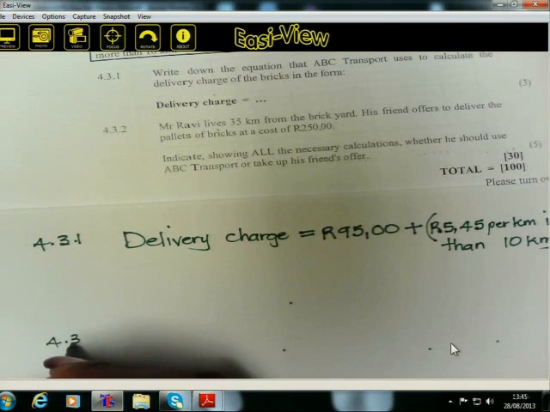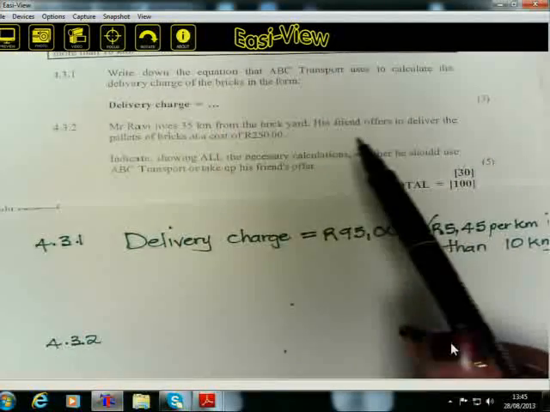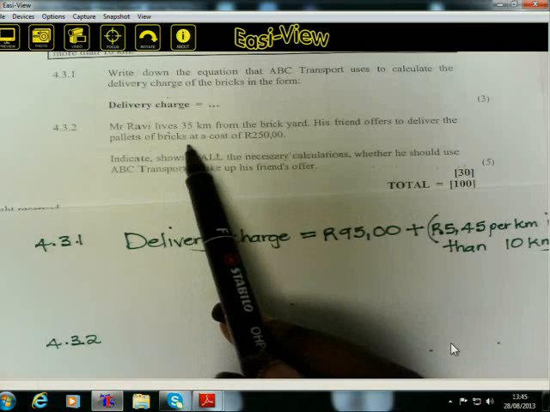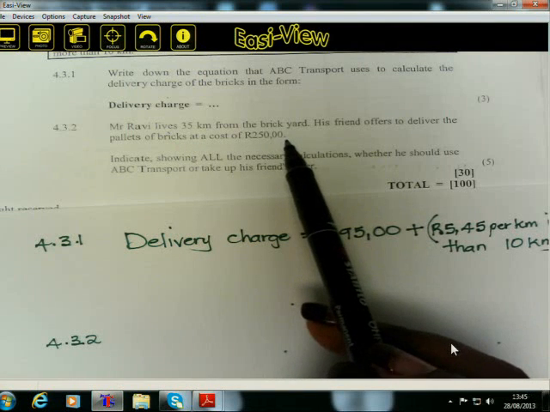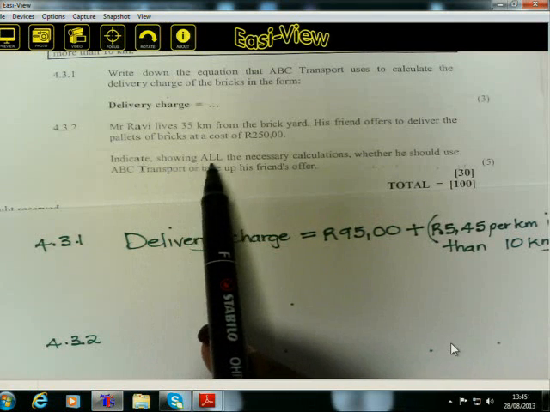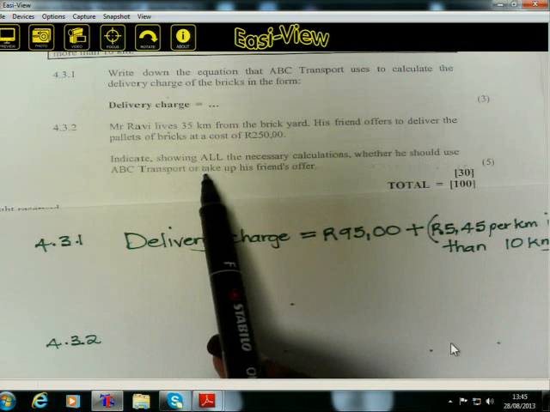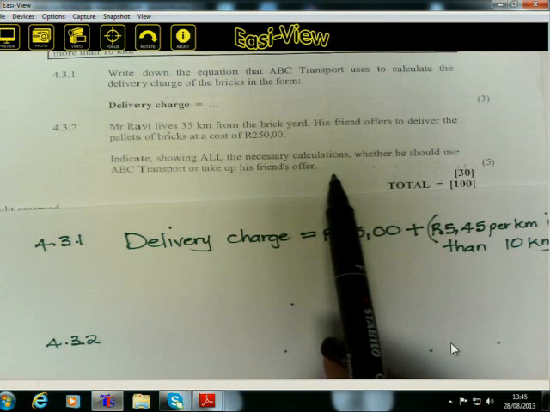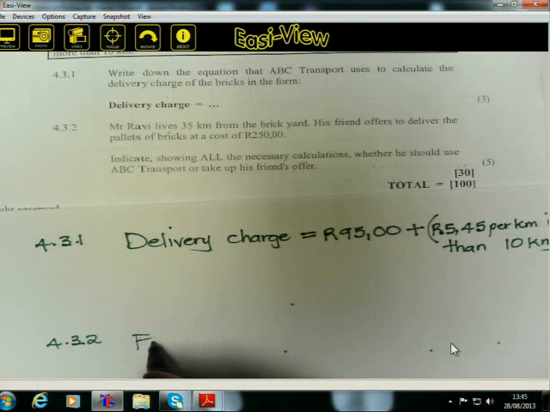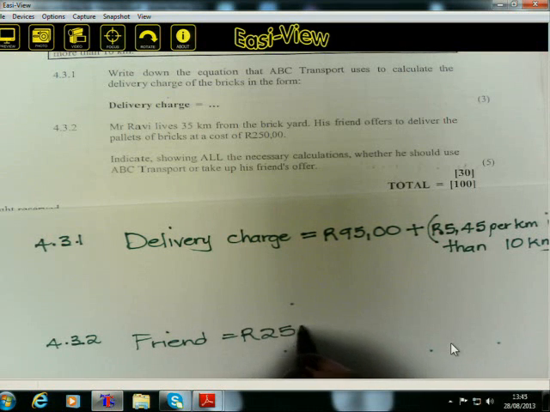Moving on to 4.3.2, they say Mr. Ravi lives 35 kilometers from the brickyard. His friend offers to deliver the pallets of bricks at a cost of 250. Might sound cheap, but let us see. Indicate, showing all the necessary calculations, whether he should use ABC Transport or take up his friend's offer. So the first thing that we will have to do, because we already know that the friend is offering him a deal of 250 rands.